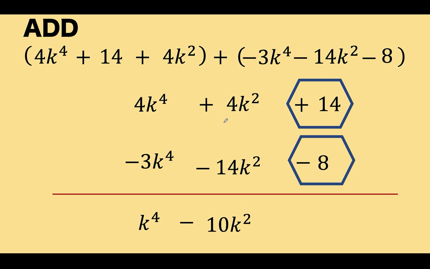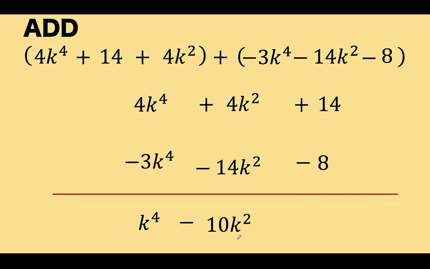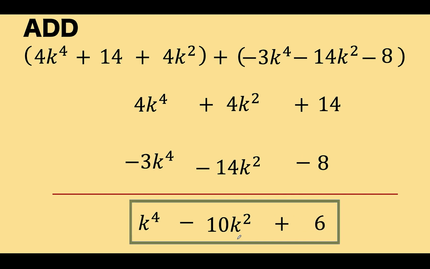You can think of this as you have an income of 4, but your expenses are 14. So you are still negative, that is negative 10. And then copy the common literal coefficients, k squared. Then 14 minus 8 is equal to 6. This is now our answer.